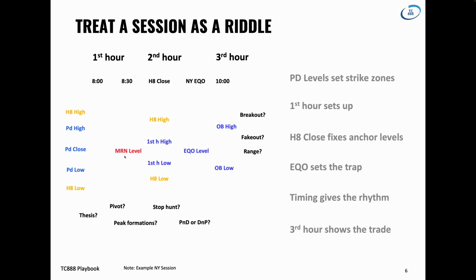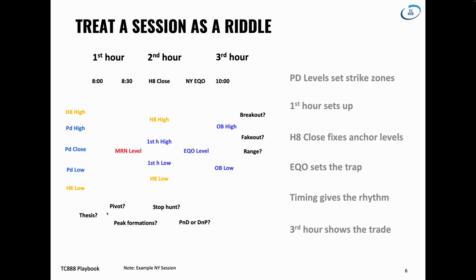So there might be a huge volume impact into the first hour, and you immediately mark the MRN level. So you want to see, did they push it up from a level? And are these MRN traders, are they still in the money or are they already trapped? So mark the MRN level, and this is again a puzzle piece for your session.